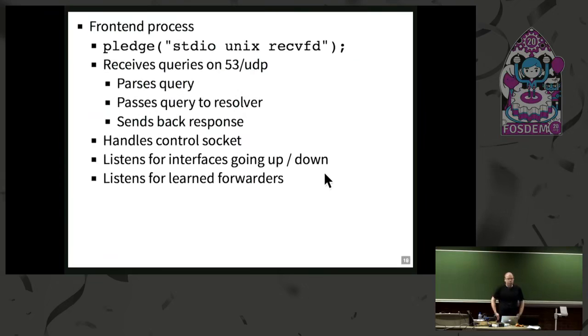The second process is the front-end process that gets the queries from a client, which then parses it and hands over structured data to the resolver process. And when it gets a response back from there, it sends that back to the client. This part also handles the control socket, and it gets informed by the kernel when an interface goes up, down, or just disappears, and also the learned name servers arrive here. So this is the process that's mostly exposed to the outside, in the sense of where user interaction comes in.